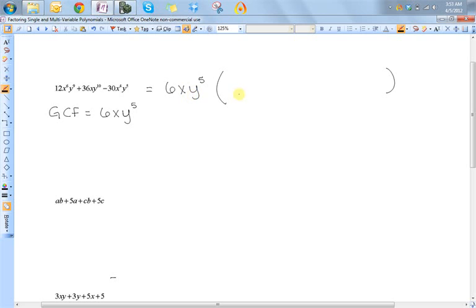We're trying to figure out what stuff would go in here so that I could distribute the 6xy to the 5th and get this expression. The way we find that is to take each term and divide it by 6xy to the 5th. So I'm going to do 12x to the 6th, y to the 9th, divided by 6xy to the 5th, plus 36xy to the 10th, divided by 6xy to the 5th, minus 30x to the 4th, y to the 5th, divided by 6xy to the 5th.